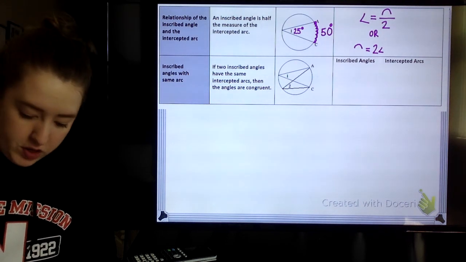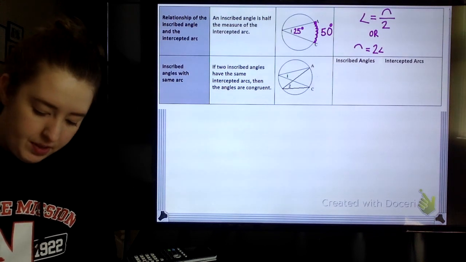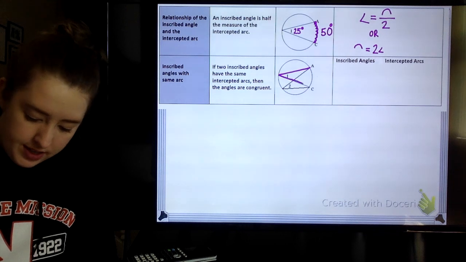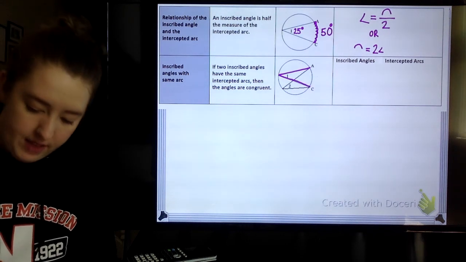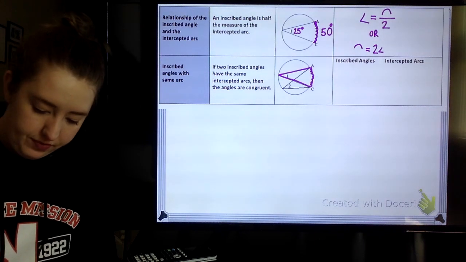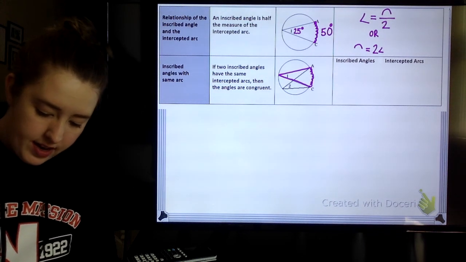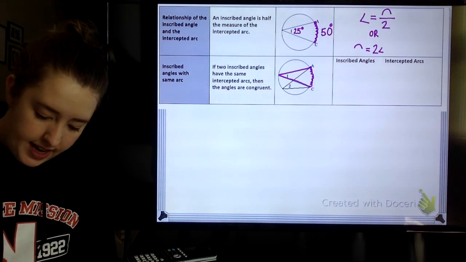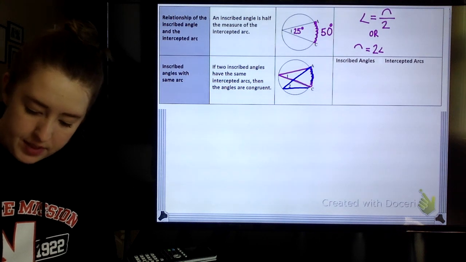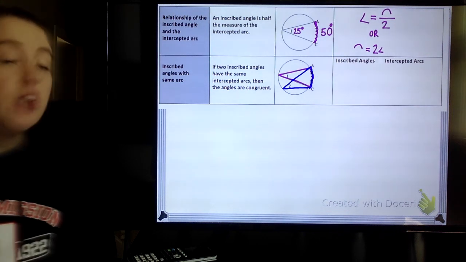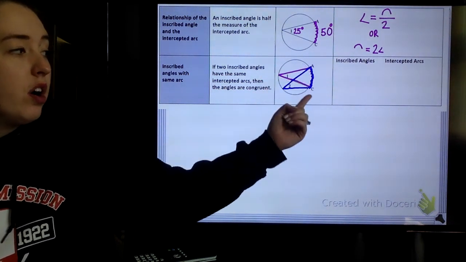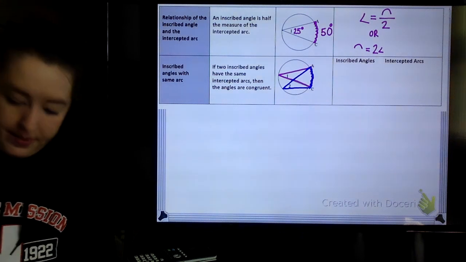Now, that's still going to be true. This might seem a little bit strange, but let me show you what's going on here. So if you notice, here's that purple angle, right? And it intercepts arc AC. Then there is this angle too. It also intercepts arc AC. So since angle 1 and angle 2 both intercept the same arc, that means that they're congruent.